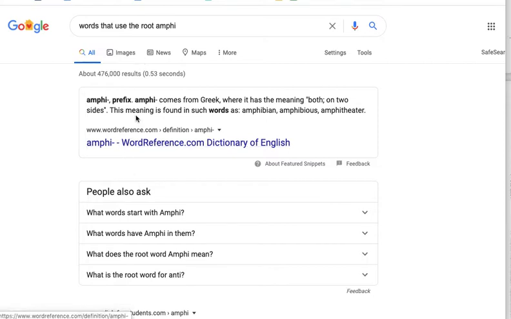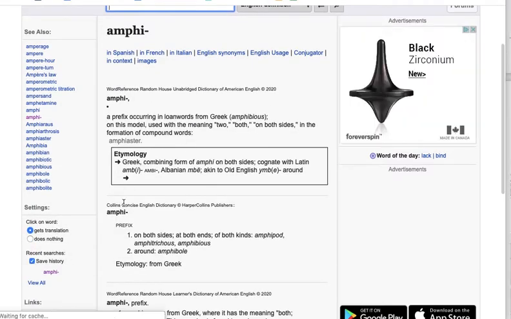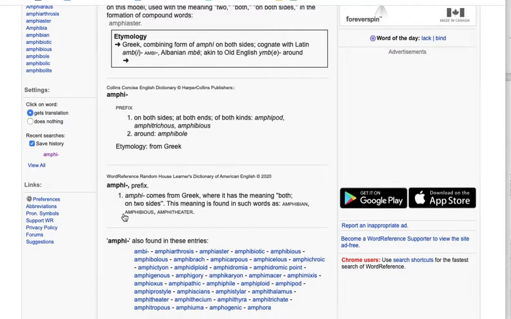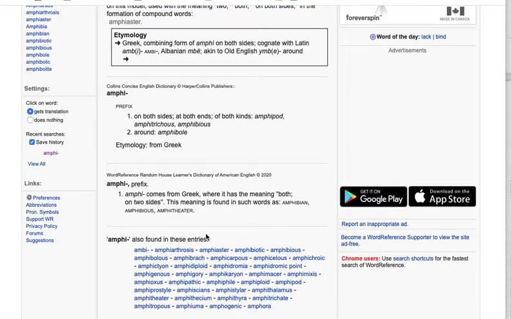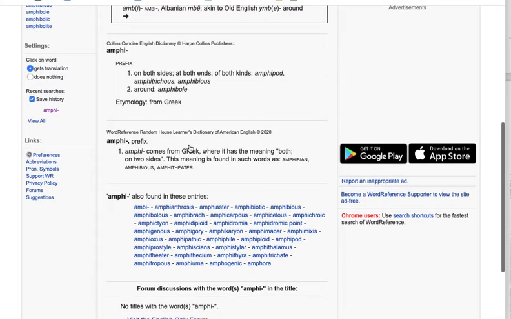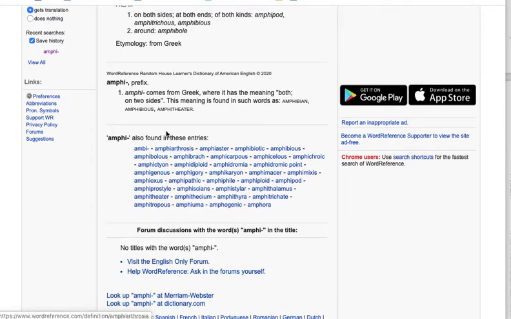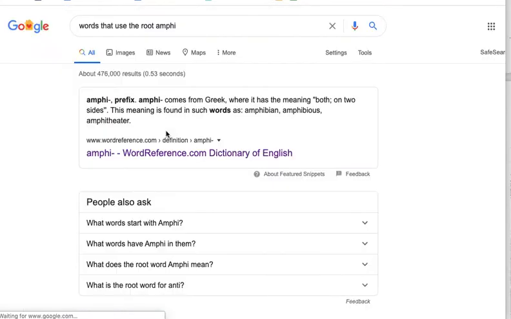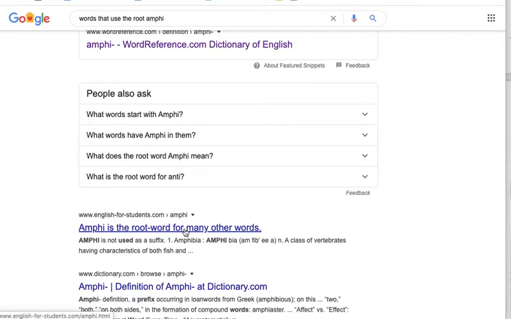So, here's a nice little resource. Comes from Greek, blah, blah, blah. Looks great. So amphi. Here's some words. I'm looking for examples. I'm scanning the page. There are a bunch of examples, but I don't know what most of those mean, so I'm going to try a different source. Here we go. Let's try this one.